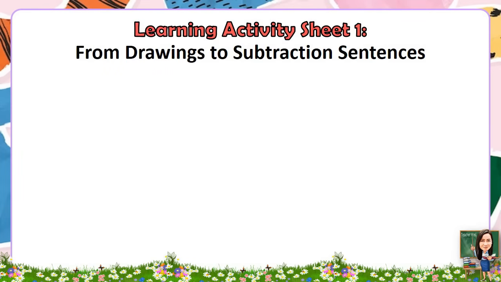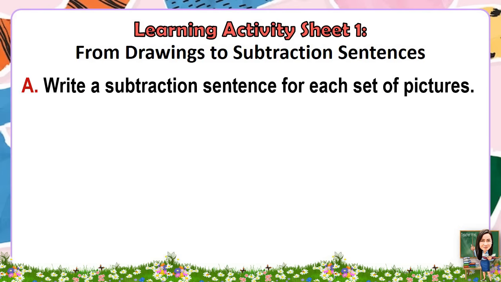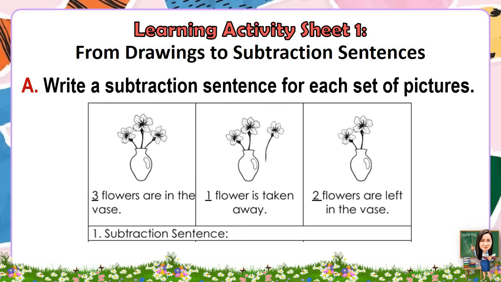And now, let us do learning activity sheet 1, from drawings to subtraction sentences. Letter A. Write a subtraction sentence for each set of pictures. First set of pictures. Illustration 1, 3 flowers are in the vase. Illustration 2, 1 flower is taken away. And illustration 3, 2 flowers are left in the vase. The subtraction sentence for this is 3 minus 1 equals 2.